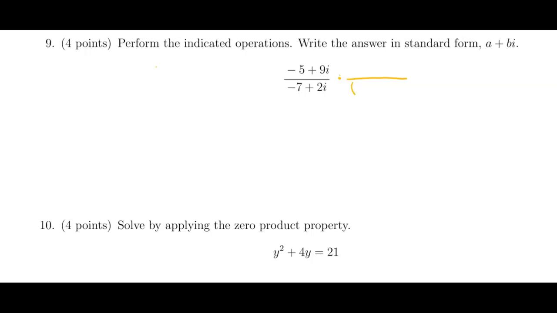You just have to change the sign in the middle, right? So you're going to be minus 7 minus 2i. And you have to do the same thing, minus 7 minus 2i, on the numerator part.